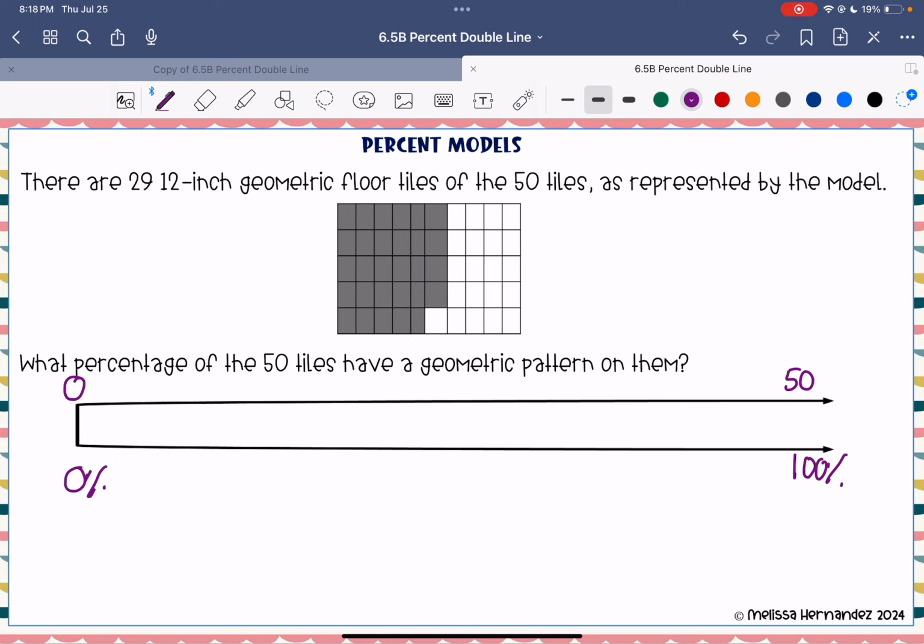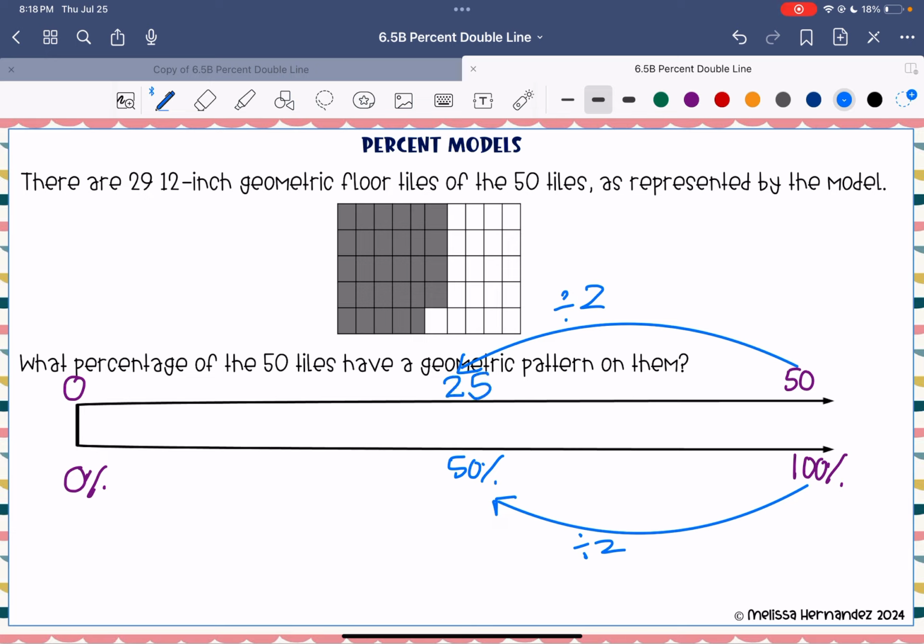I want to know what percent 29 represents. Well, let's first figure out what 50% represents, just to kind of get an idea. Well, 50% is half of 100%. So that means I'm going to do half of 50, which will give me 25, but I'm not where I need to be.